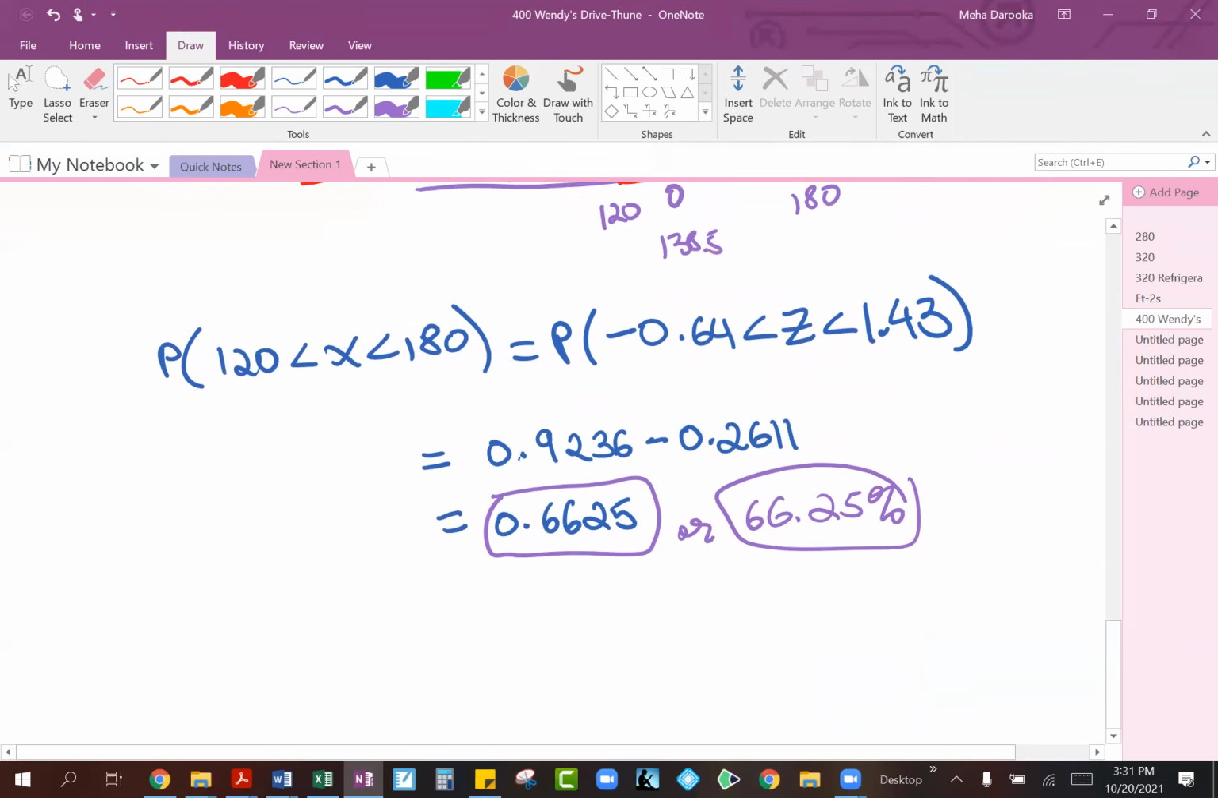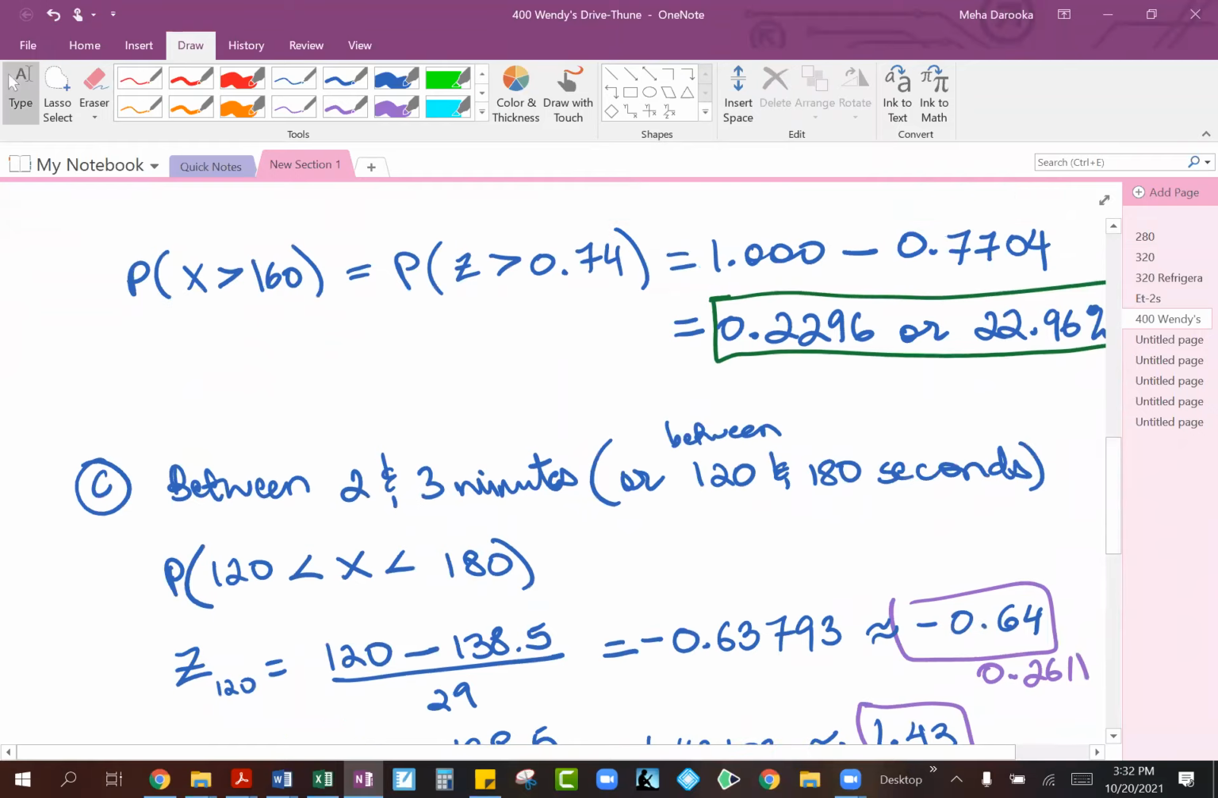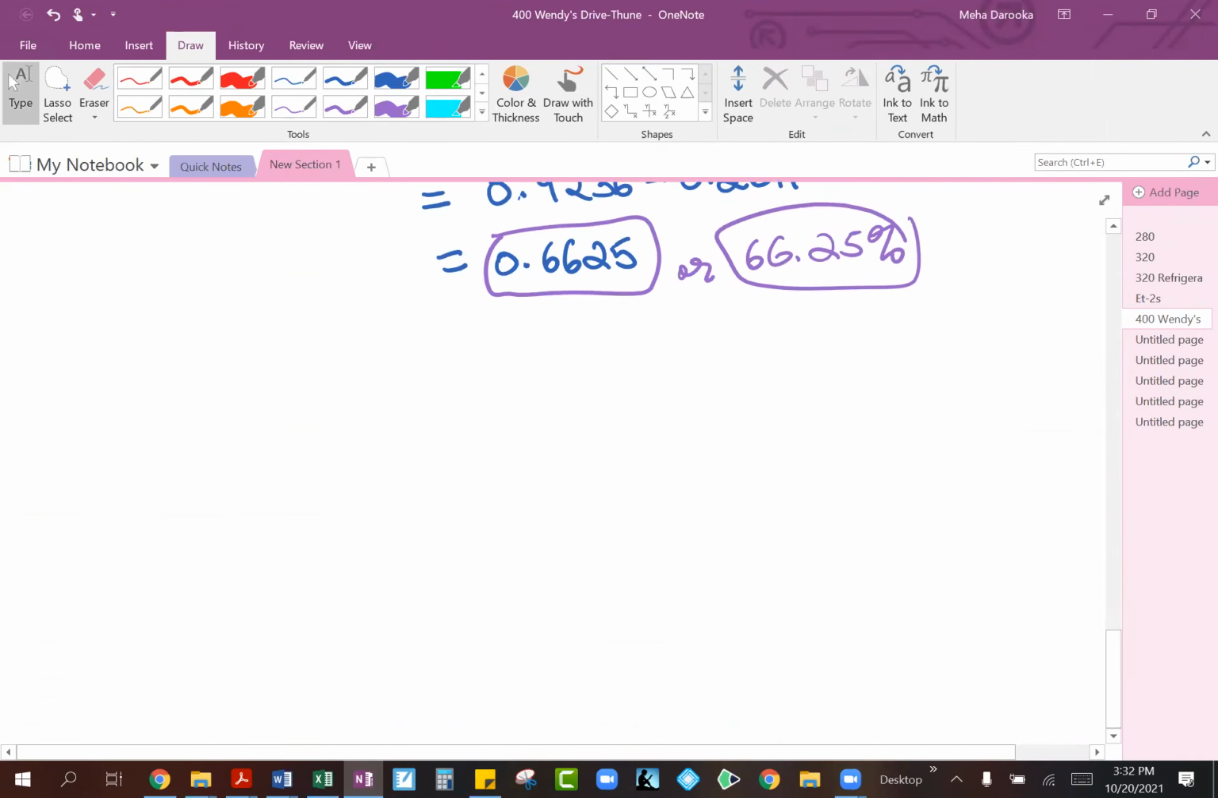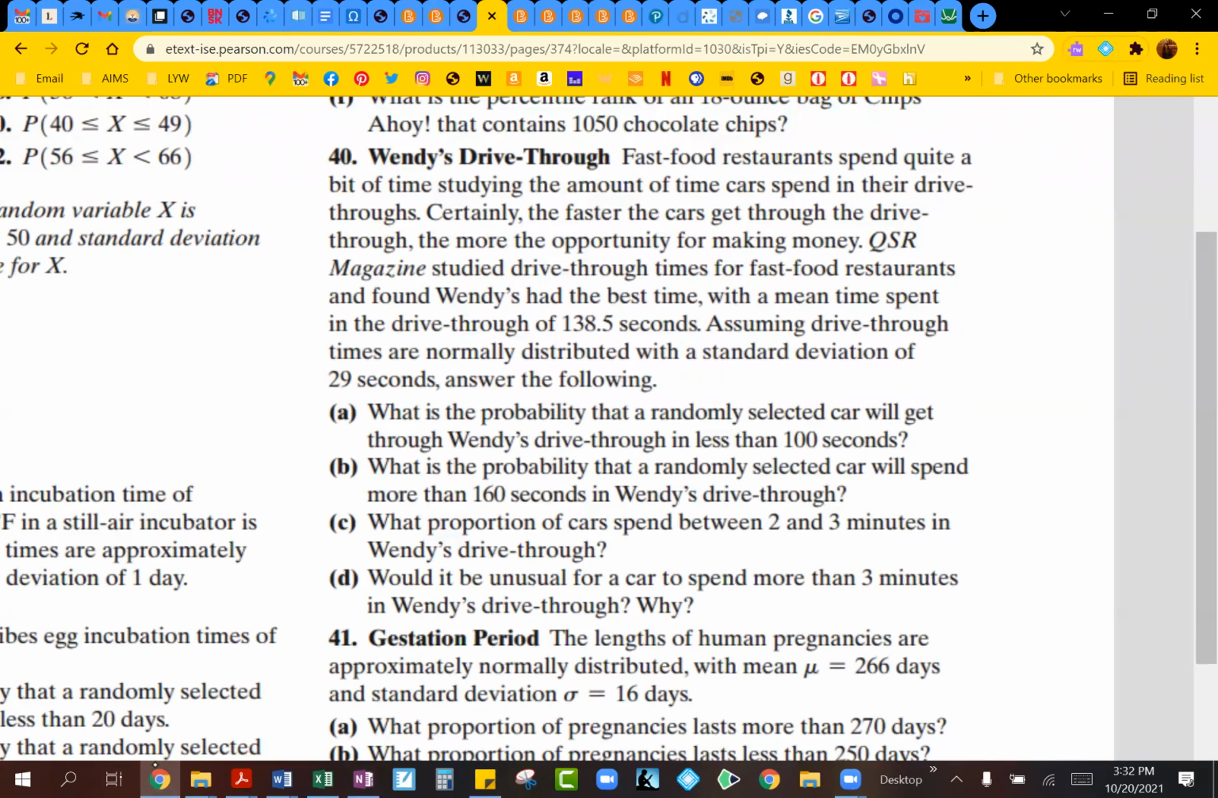All right, this was part C, which was in between two numbers. Now part D is asking, would it be unusual for a car to spend more than 3 minutes in Wendy's drive-thru? And then they're asking us why. So, obviously the first thing would be finding the probability of what are the chances that a car would spend more than 3 minutes, and then you would be able to answer this question. So like I said, they may word it differently, but the idea is you're still having to calculate that probability.